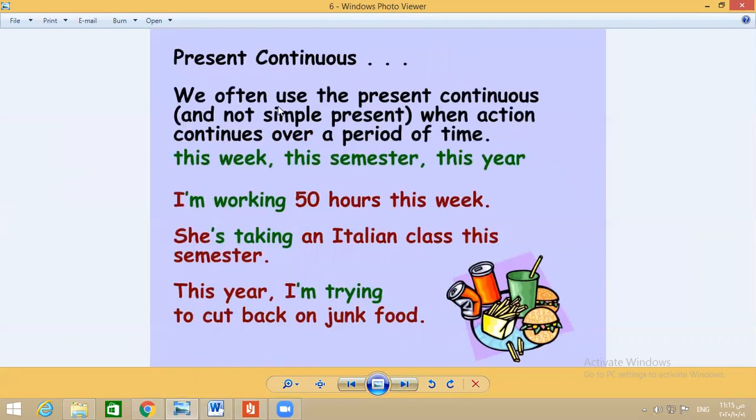We often use the present continuous when action continues over a period of time, like this week, this semester, this year. Like I'm working 50 hours this week. So other weeks, I'm not working the 50 hours. That's a temporary situation. She's taking an Italian class this semester, but the coming semester she's not taking the Italian course. This year I'm trying to cut back on junk food. So this year only I'm trying to cut back on junk food. Maybe I'll get back to this my bad habit next year.